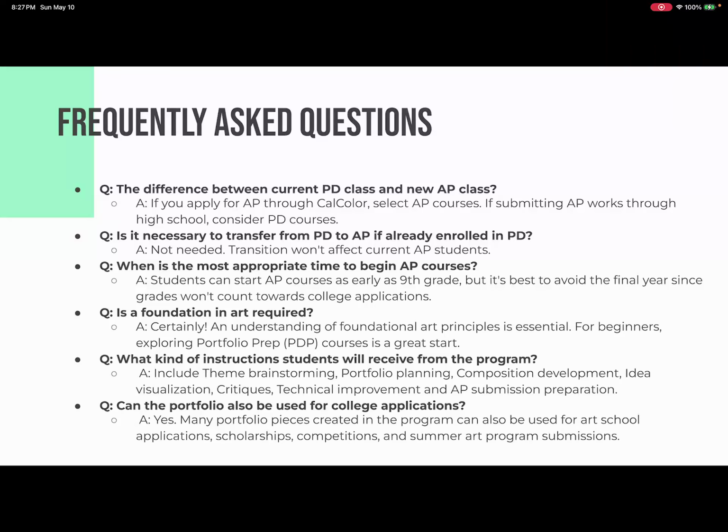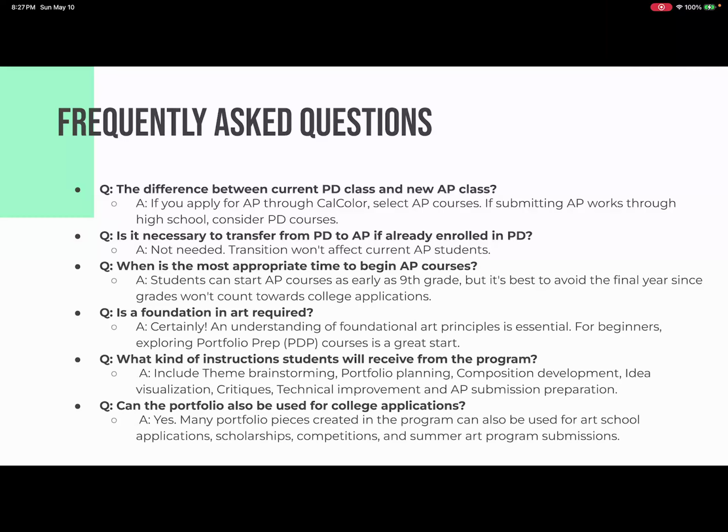And then when we're actually in the program, what kind of instruction will we get? What kind of information will students get from the program itself? Yeah, we're going to give them themed brainstorming as well as planning their portfolio, help them develop their composition, visualize their idea, give critiques, technical improvements, and help them with their AP submission preparation.